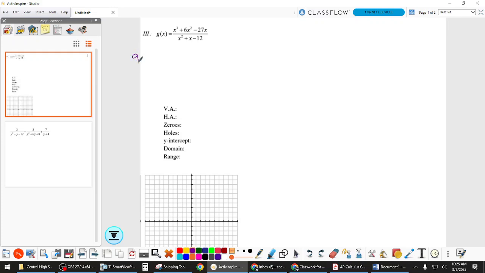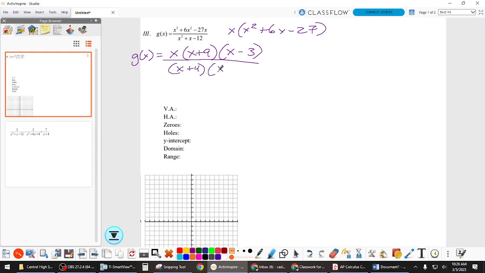I want you to factor first. So like this top one, you can pull out a GCF X. Don't drop those. That's another reminder. Leave the GCF, and I'm going to write this out on the side. Once you GCF the X, you can factor that to X plus 9 times X minus 3. And then factor the denominator to X plus 4 times X minus 3.